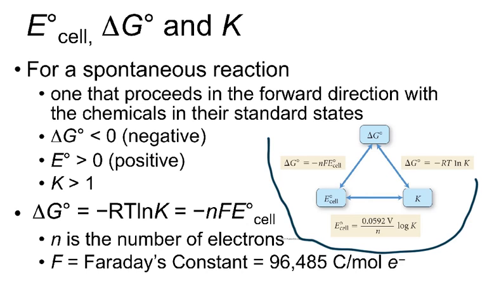We already learned about relating delta G to K. Delta G under standard conditions is negative RT natural log of K. And delta G can also be related to our cell potential. It's negative nF times the cell potential. n is the number of electrons transferred, and F is Faraday's constant, 96,485 coulombs per mole of electrons.